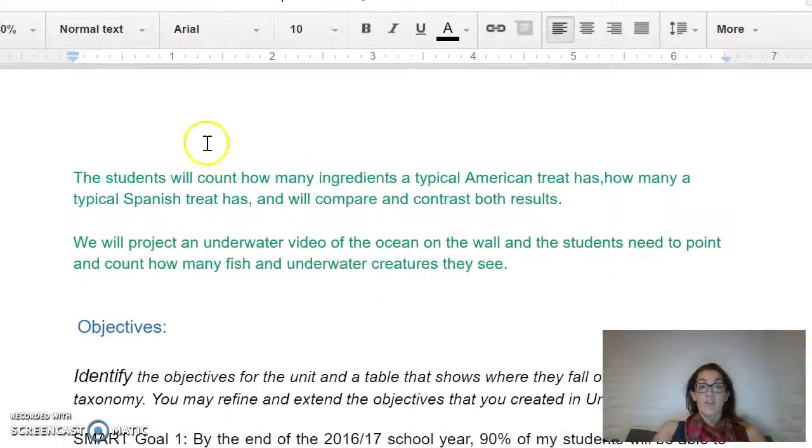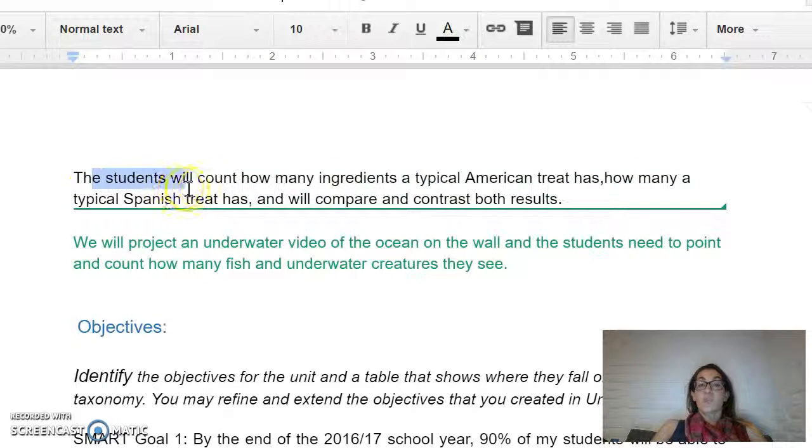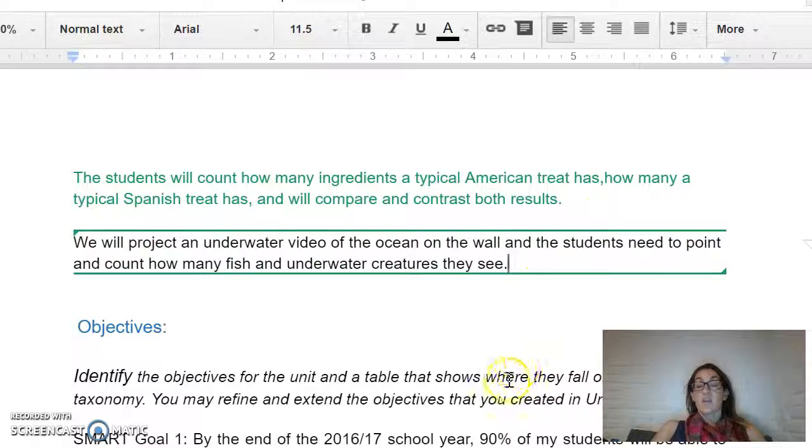down here, the students will count how many ingredients a typical American treat has and how many ingredients a typical Spanish treat has, and we'll compare and contrast both results. This is appropriate in the sense that it's something that they are supposed to be able to learn and master how to do, but also because we're creating cultural competency for the students in an appropriate way.